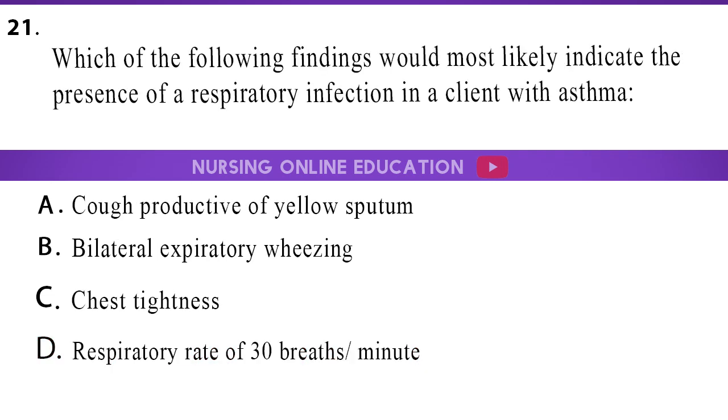21. Which of the following findings would most likely indicate the presence of a respiratory infection in a client with asthma? A. Cough productive of yellow sputum. B. Bilateral expiratory wheezing. C. Chest tightness. D. Respiratory rate of 30 breaths/minute. The answer is option A, cough productive of yellow sputum.